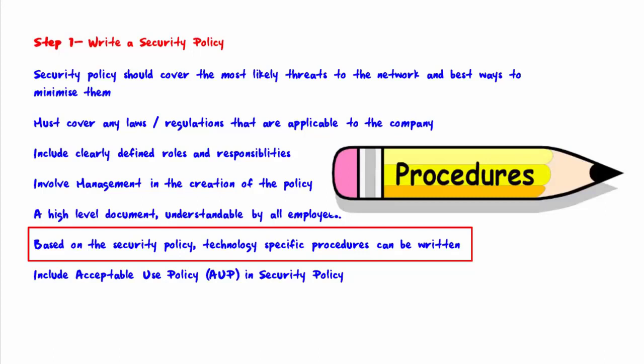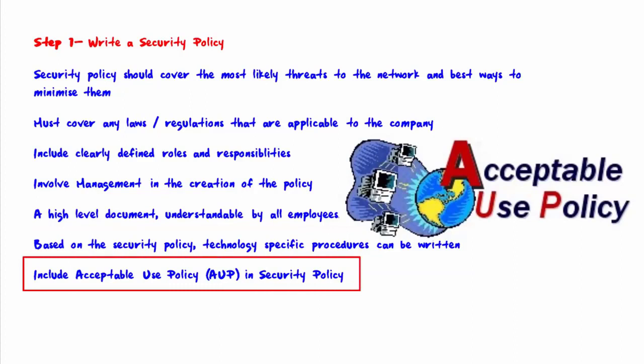Now, an example of a specific procedure would be what should the person in charge of backup specifically be doing daily to make sure that the backup is done properly. And lastly, you want to make sure to include an acceptable use policy, that's AUP, in the security policy. Now, an acceptable use policy is very specific, indicating to end users exactly what they are allowed to do on the network and what they're not allowed to do.